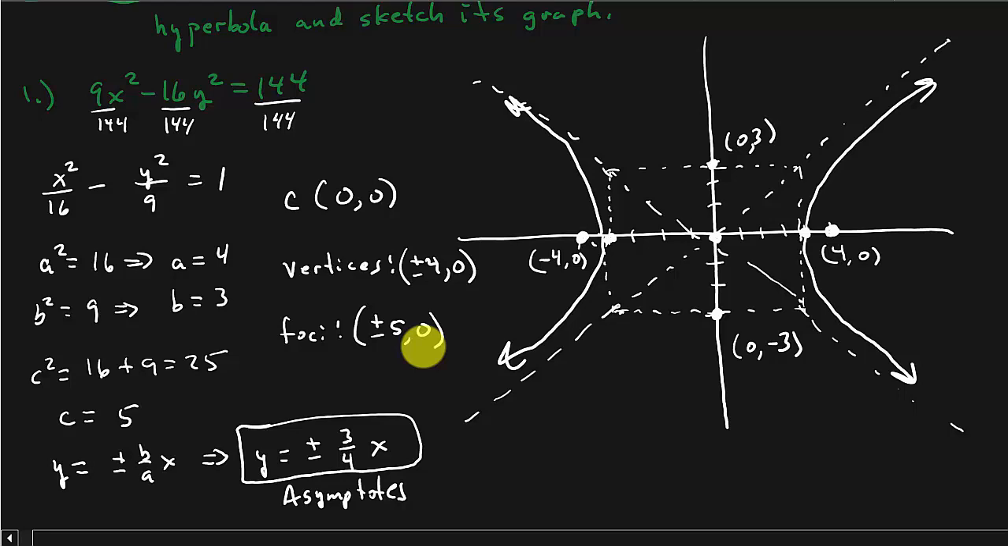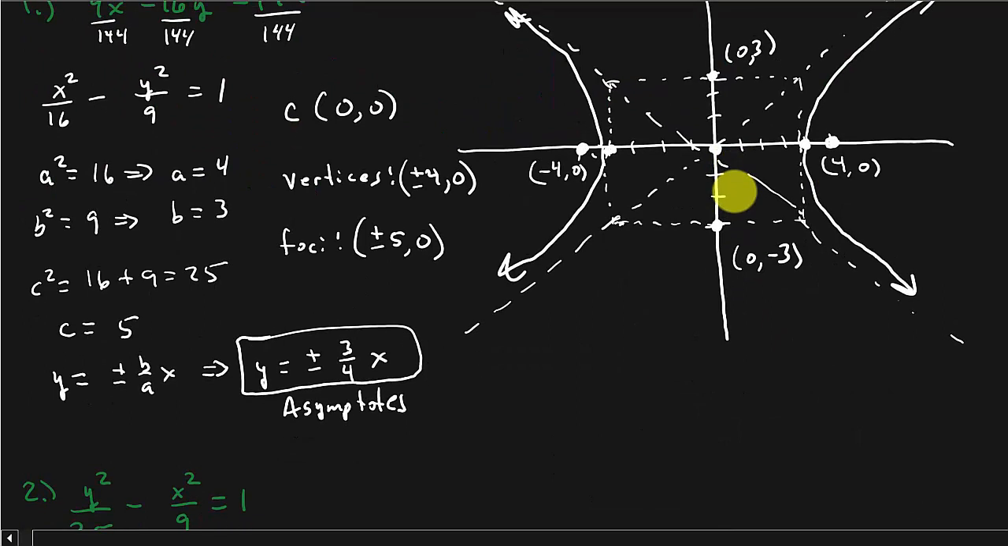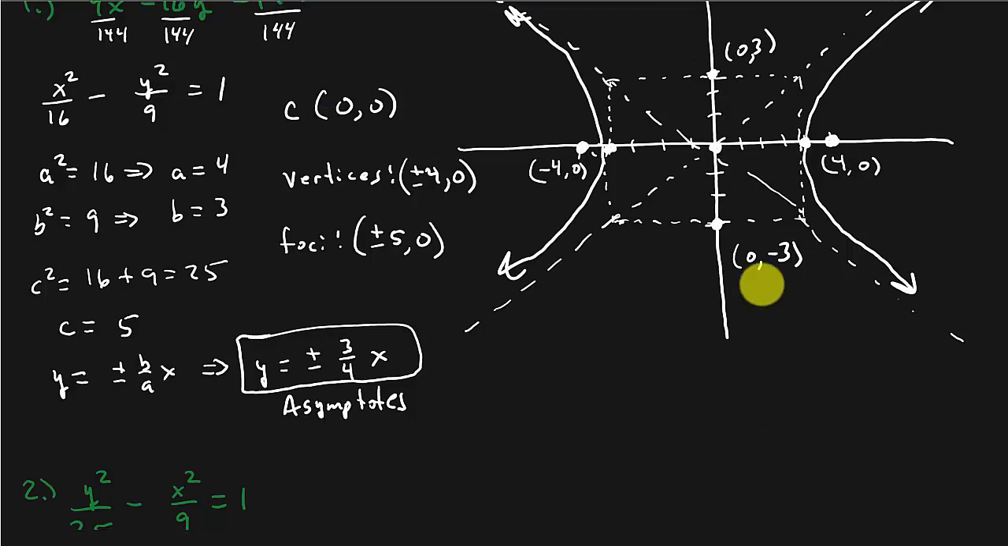Okay. So there's your vertices, foci, asymptotes, and the sketch of our graph, and we went ahead and put the center as 0, 0. All right, let's look at another one.